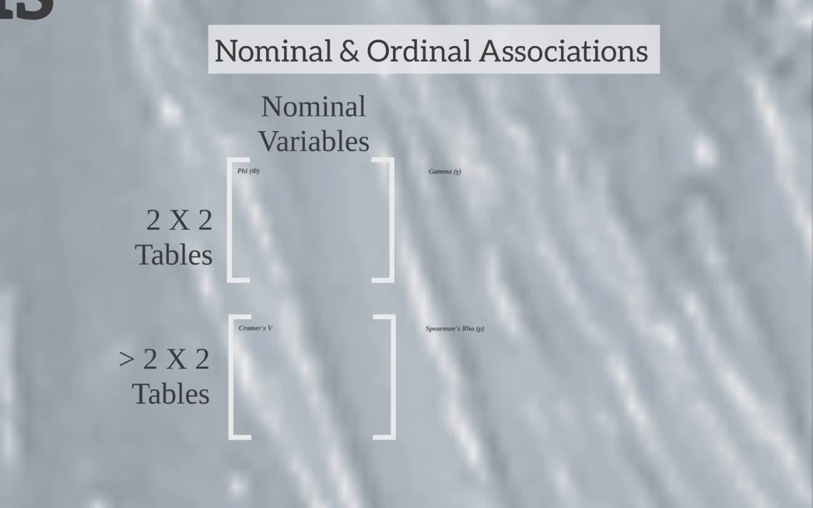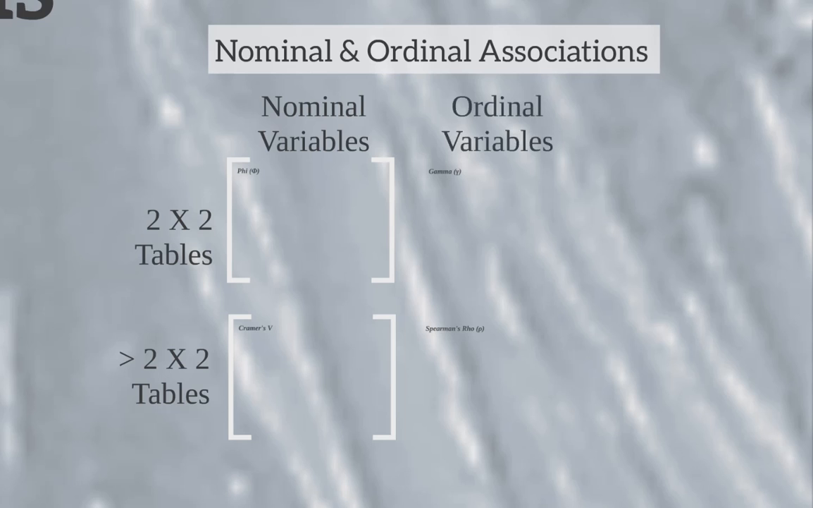So just keep this in mind, right? If you have two or more variables that are nominal, and you're looking at a 2x2 table, so what that means is each nominal variable has 2 categories, you'll be using a phi statistic. If your table is greater than 2x2, so one of your variables is a nominal variable but has more than 2 response categories, we'll be using Cramer's phi.